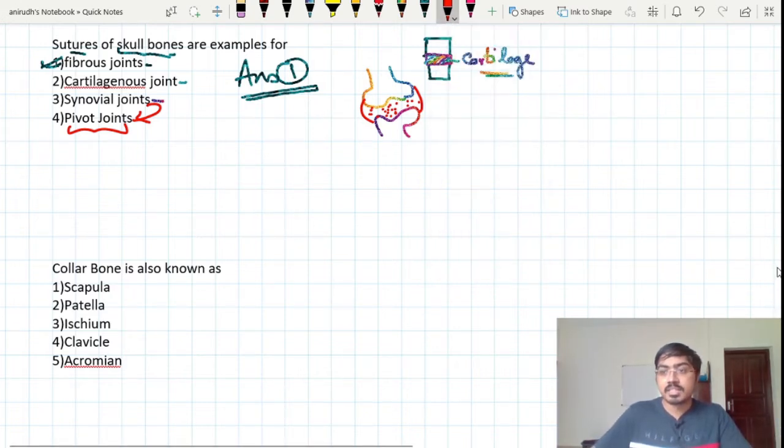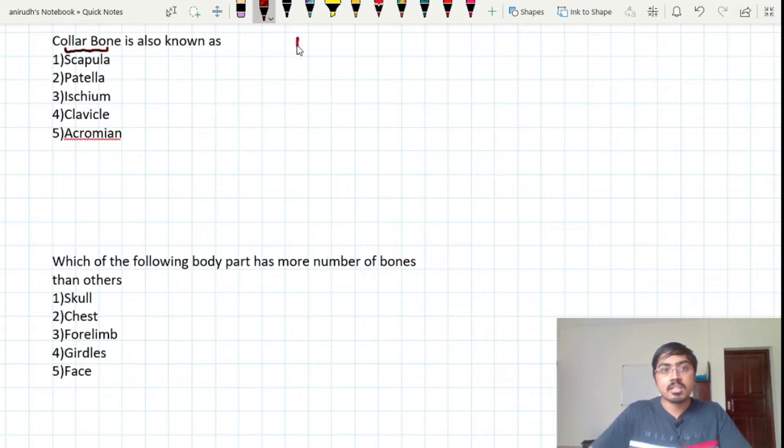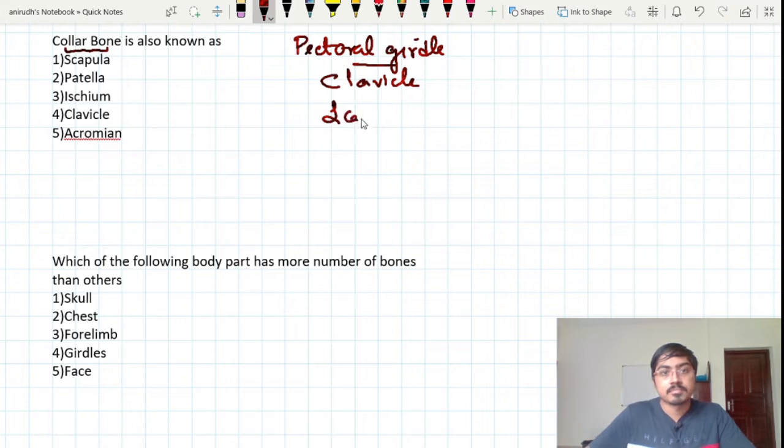Let us go to the next question now. Okay, so this is from the topic of girdles, pectoral girdle. So collar bone is known as. So we know that in the pectoral girdle, you have two bones over there, clavicle and scapula. Remember, clavicle is the collar bone, or I can say the shoulder bone, collar bone.